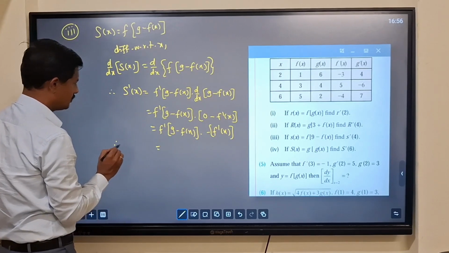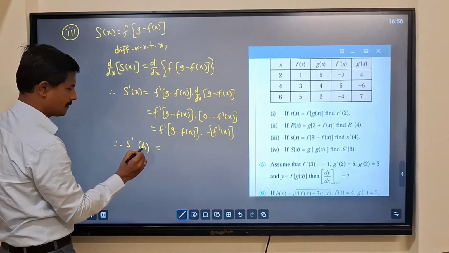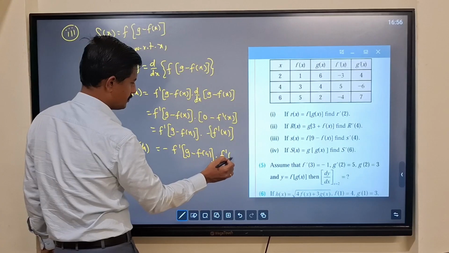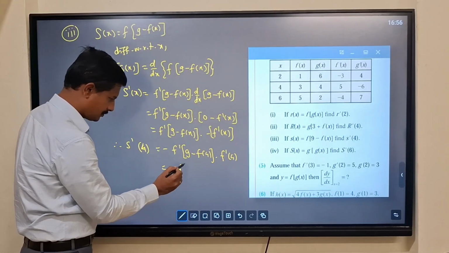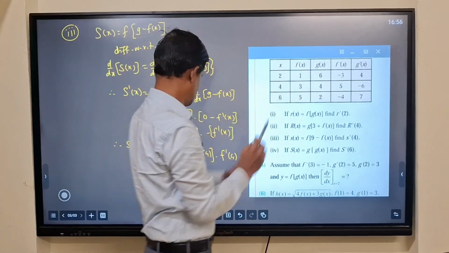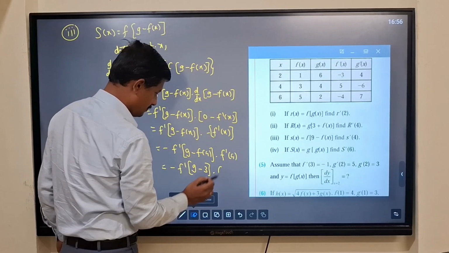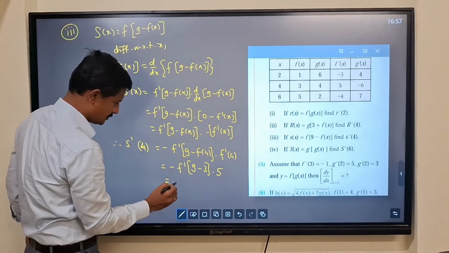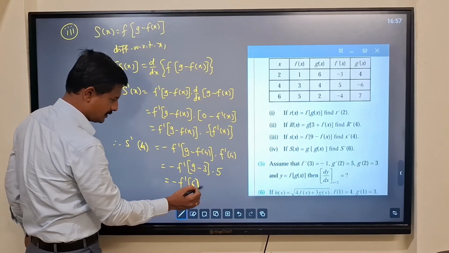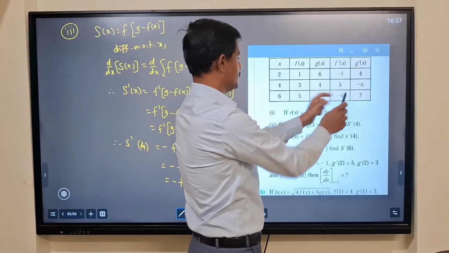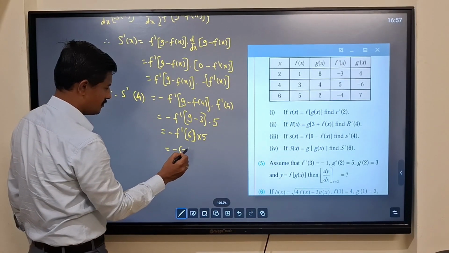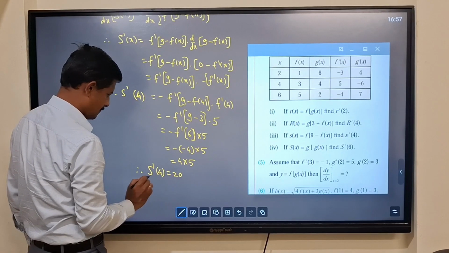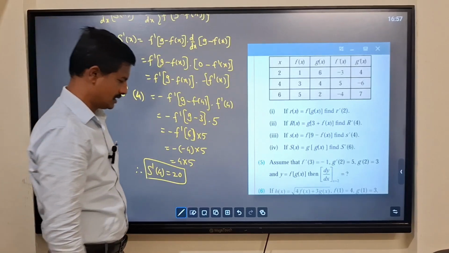Okay, so now s prime of 4 is equal to minus f prime of 9 minus f of 4 into f prime of 4. f of 4 is 3, and f prime of 4 is 5. Now this becomes minus f prime of 6 into 5. Now f prime of 6 is minus 4. So this becomes minus of minus 4 into 5, which is 4 into 5. Therefore, s prime of 4 is equal to 20.